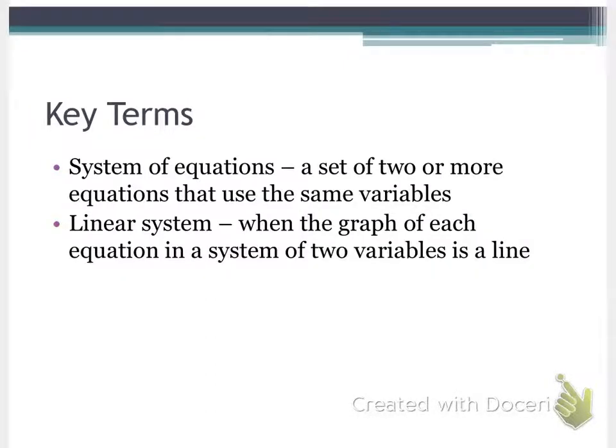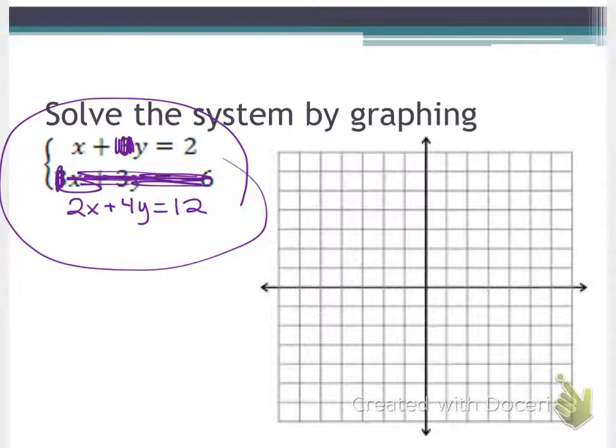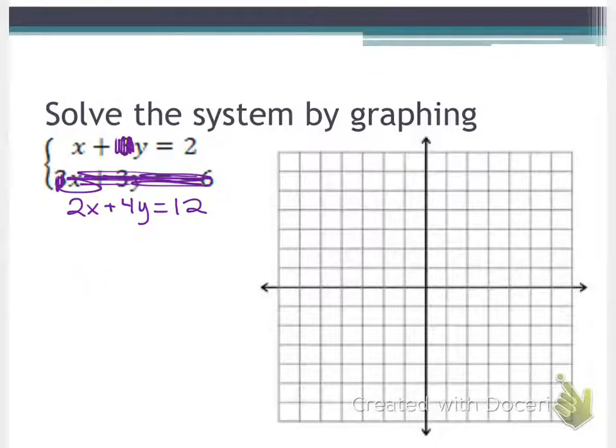And then we need to know that a linear system is when each equation of the system is a line. So we know these are linear because they are lines. When we graph them, they will be lines. So let's graph them. Solve the system by graphing.